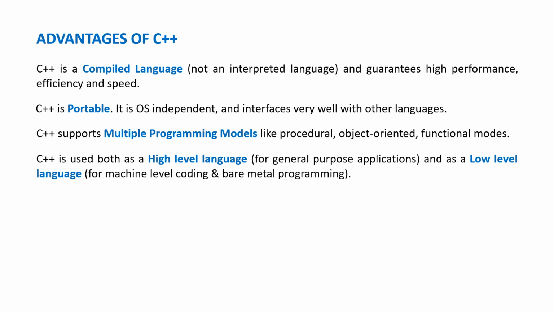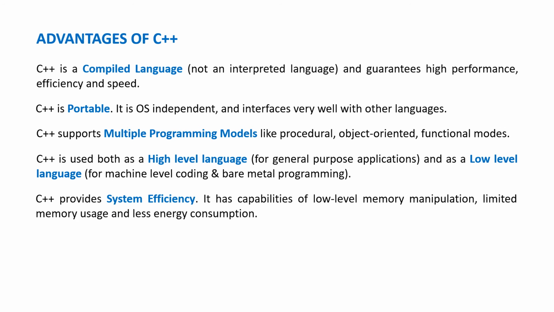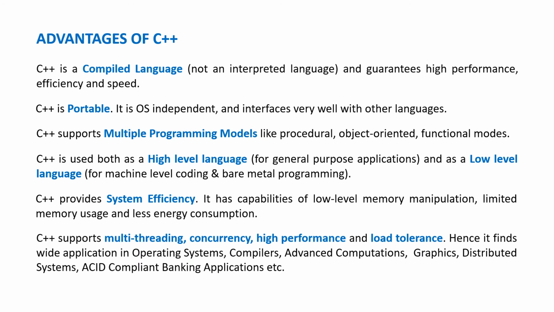C++ is used both as a high-level language, for general-purpose applications, and as a low-level language for machine-level coding and bare-metal programming. C++ provides system efficiency. It has capabilities of low-level memory manipulation, limited memory usage, and less energy consumption. C++ massively supports multi-threading, concurrency, high performance, and load tolerance. Hence it finds wide application in operating systems, compilers, advanced computations, graphics, distributed systems, ACID-compliant banking applications, and more.